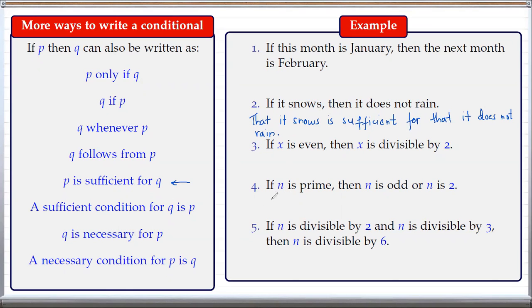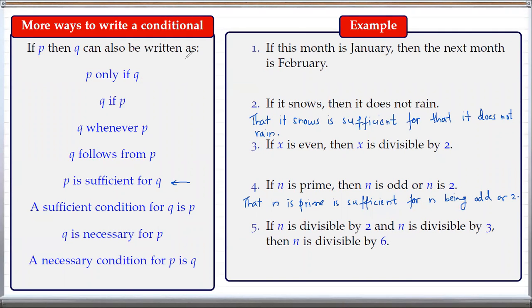Let's look at number 4, that n is prime is sufficient for n being odd or 2. And again, you can write it in different ways using the word sufficient.